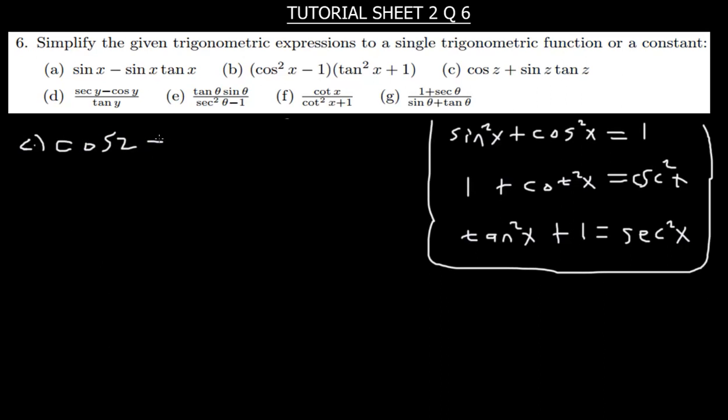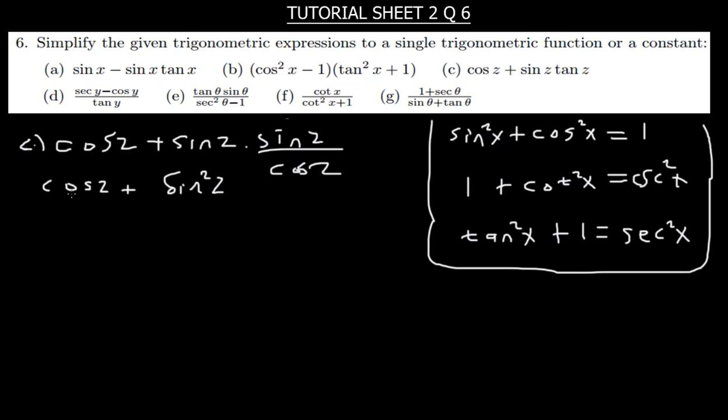cos z, and then plus sine z, multiplied by tan, which can also be written as sine z over cos z. So you multiply this, and you are going to have cos z plus sine times sine, which gives you sine squared z, and then this over cos z.